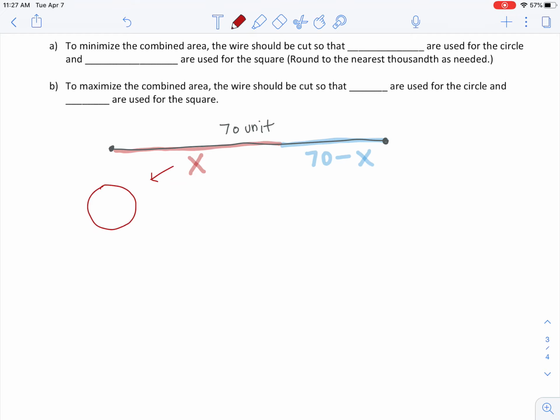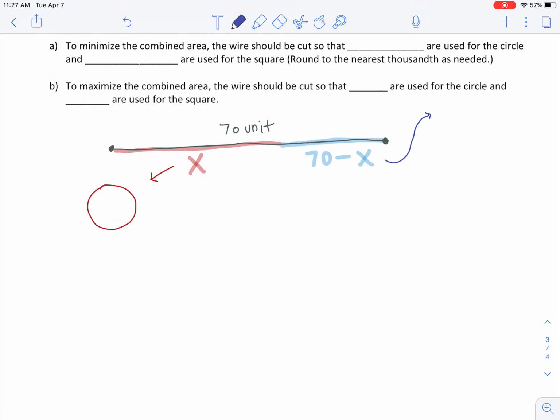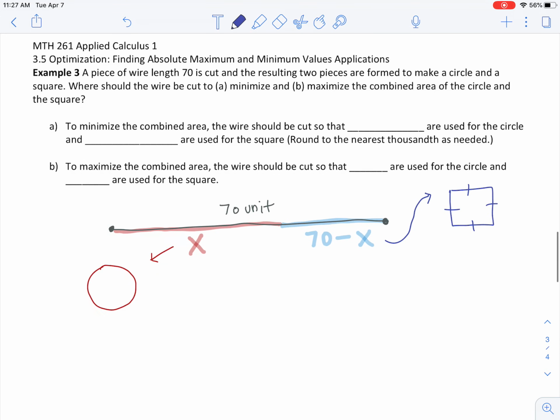And they said, I'll just say the red one, I will be making a circle. I'll make a circle with this. And then with the other piece right here, I will make a square with this. I'll fold it and make a square with it, okay? That's what's going on so far.